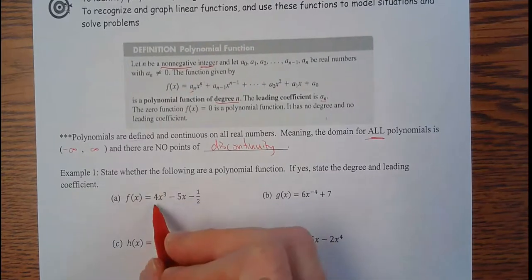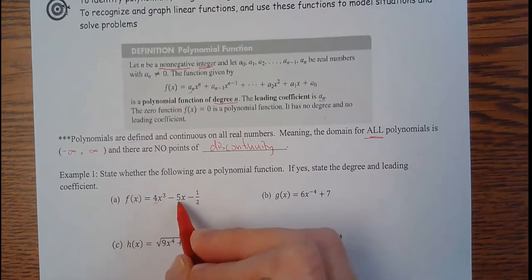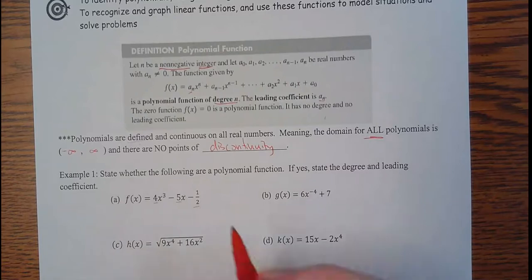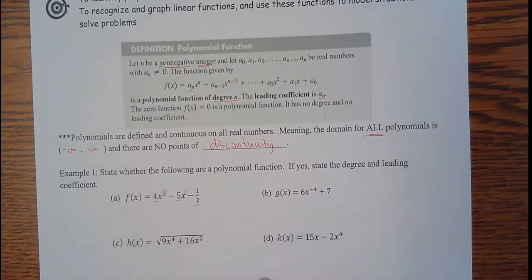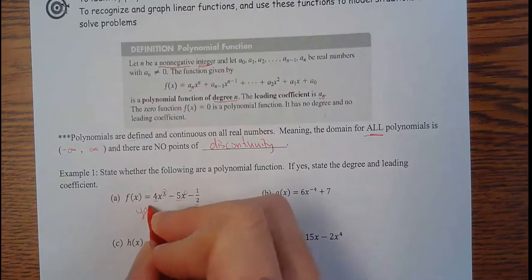This first one meets all the criteria. All of these numbers are real numbers. All of the exponents, and this one doesn't have an exponent, so it's just a constant. All of those exponents are non-negative integers. Again, you can just call them whole numbers. So this one is a yes.